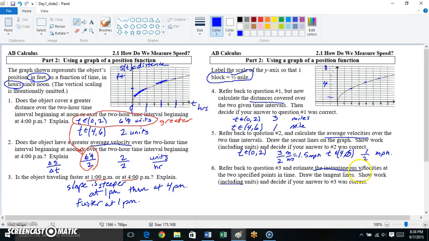So now if we want to estimate the instantaneous velocities at the 2 specified times, that's at time t equals 1 p.m. and t equals 4 p.m., we could use an average velocity. We would like to find the slope specifically at time t equals 1, but in order to do that, we could use the time interval surrounding. So we could do s of 2 minus s of 0 divided by that change in time, which is 2 hours.